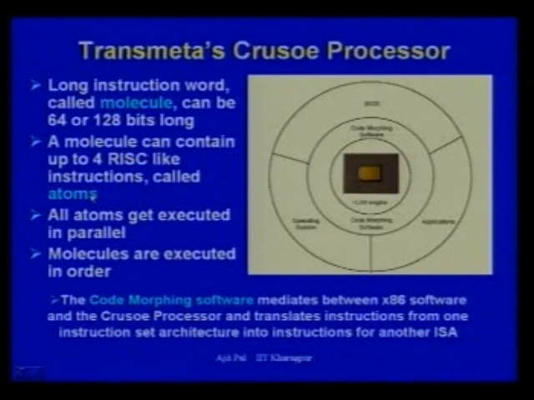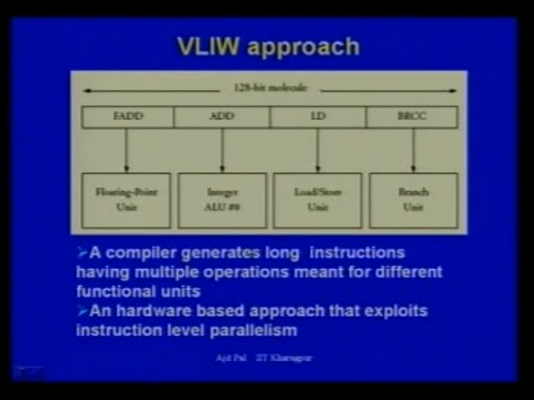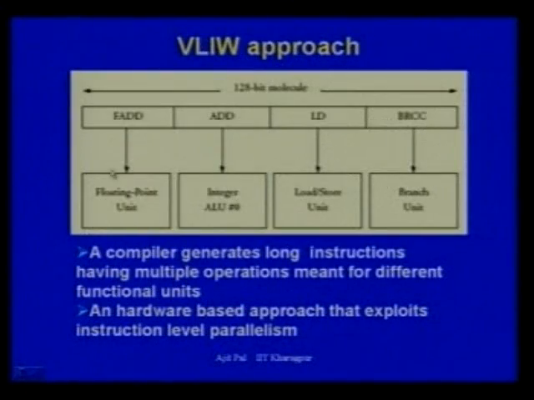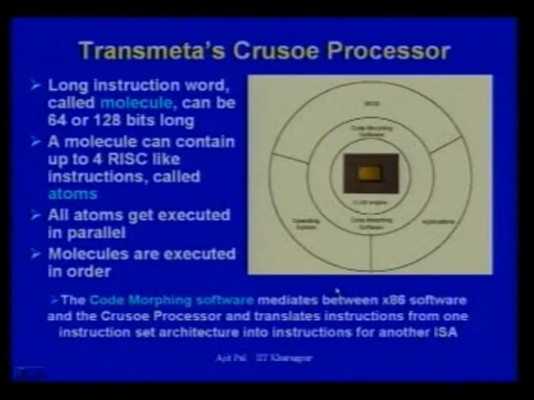That means 4 or 5 atoms will form a molecule. That means a molecule is a single instruction of a VLIW processor, and these atoms can be executed in parallel, because you have got these execution units in a single processor. You can see this is a floating point unit, this is an integer unit, this is a load store unit, this is a branch unit. These can be performed in parallel.